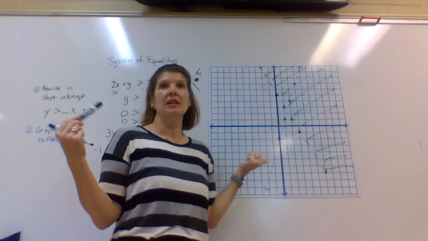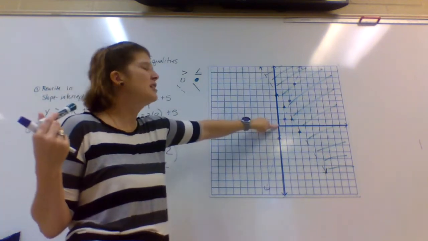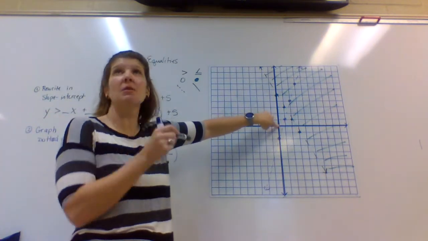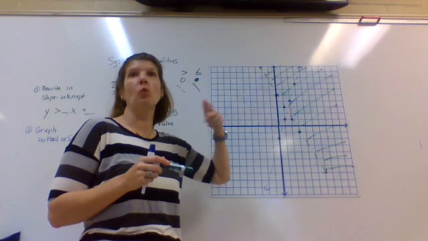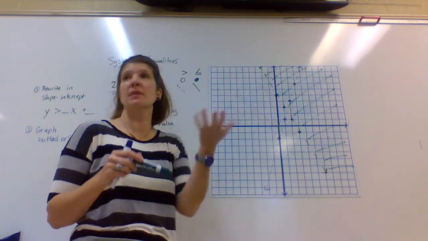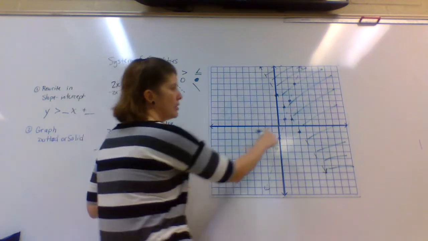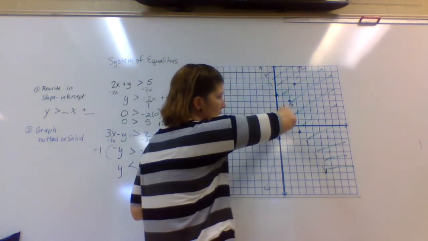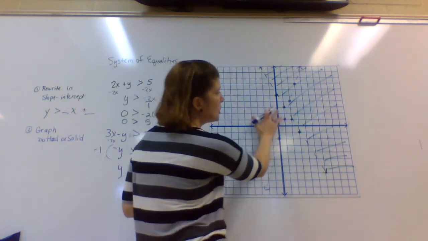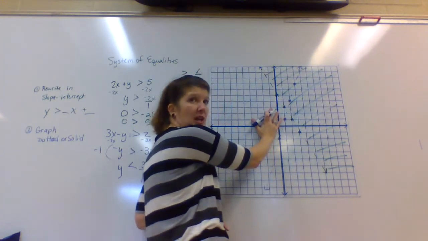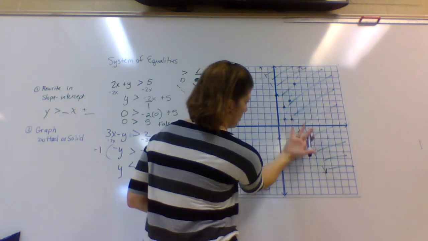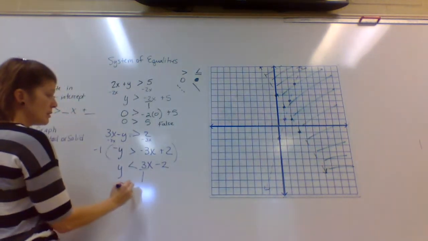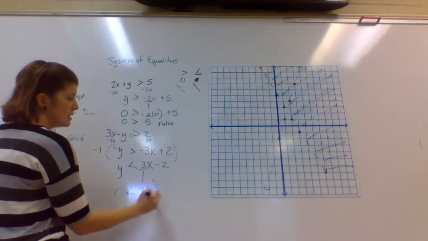That's why I plug in 0, 0. If 0, 0 is on the line, then I pick something equally easy, like 1, 1 or 1, 0. I try to pick something that's easy to plug in. But it really doesn't matter. You just pick a point. I'm picking 0, 0. I'm going to plug it in. If I get a true statement, it means this side should be shaded. If I get a false statement, it means this side should not be shaded, so I'm going to shade over there. So 0, less than 3 times 0.